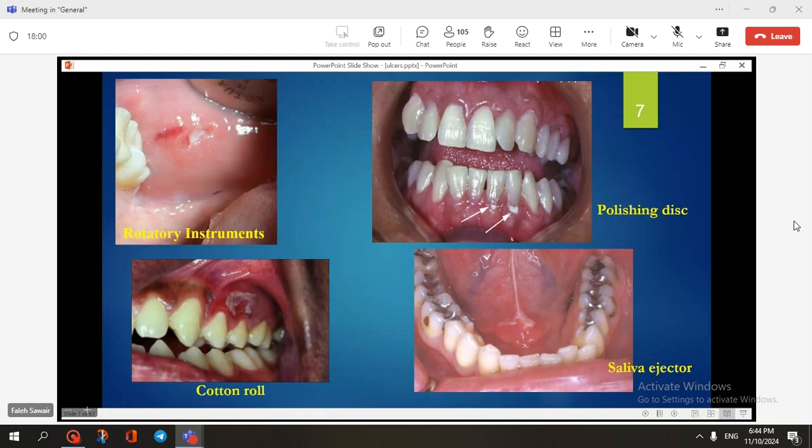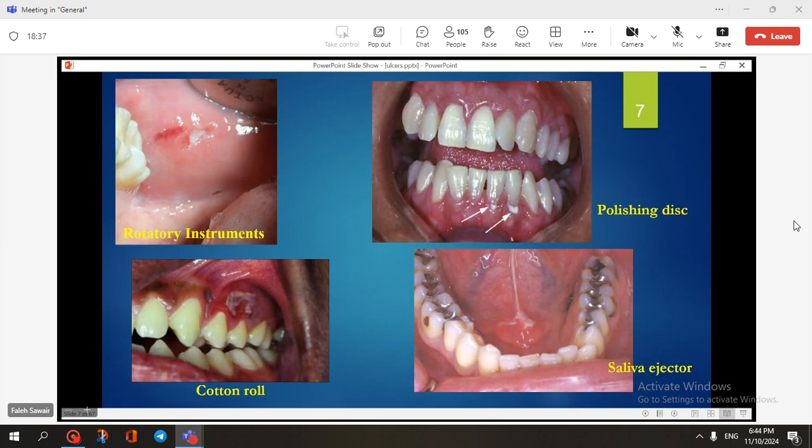Here are other examples of traumatic ulcers. As you can see, for example, upper left, from rotary instruments during drilling of teeth. Sometimes by mistake you will cause an oral ulcer. So this is a traumatic ulcer by rotary instruments. Another is the polishing disc during polishing of teeth. After scaling you will sometimes do polishing to remove the stains from the teeth, so the polishing disc can sometimes cause trauma to the gingiva.